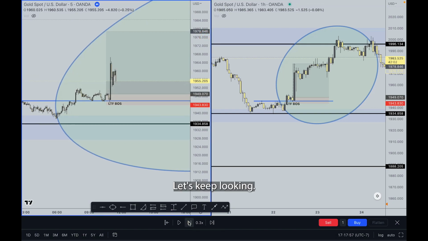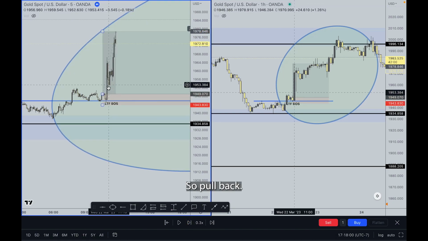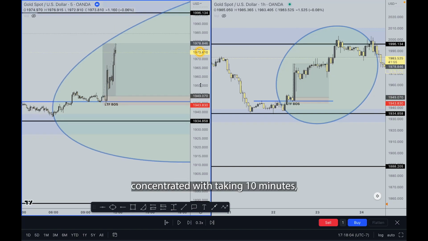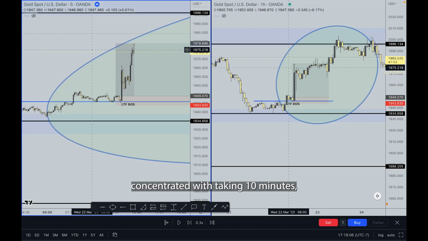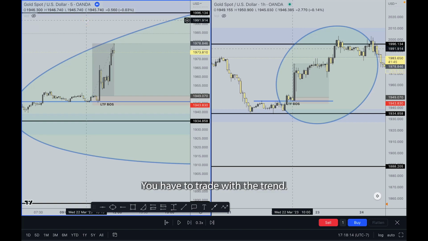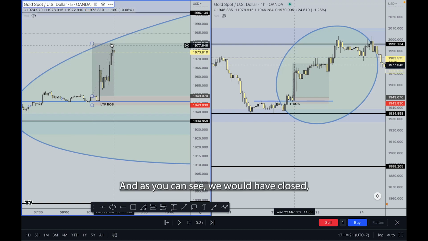Let's keep clicking. Another higher low point. Slight pullback. Counter trend trade. You could have taken that. Just a short-term counter trend trade would have taken 10 minutes. But you cannot get trapped in that. You cannot stay in those counter trend trades assuming and hoping you caught some big move. You have to trade with the trend if you're trying to catch these bigger trades or catch these break of structure moves. Okay? As you can see, we would have closed.